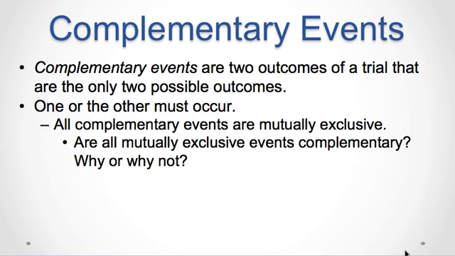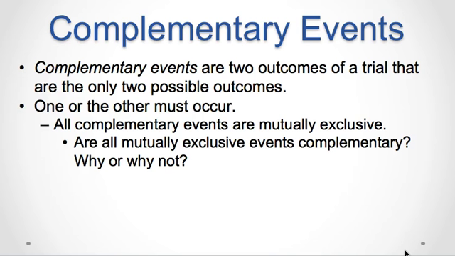One last type of events is complementary events. We introduced complements at the end of the first video lecture for Chapter 4. Complementary events are two outcomes of a trial that are the only two possible outcomes. Complementary events are always mutually exclusive. They cannot happen at the same time.